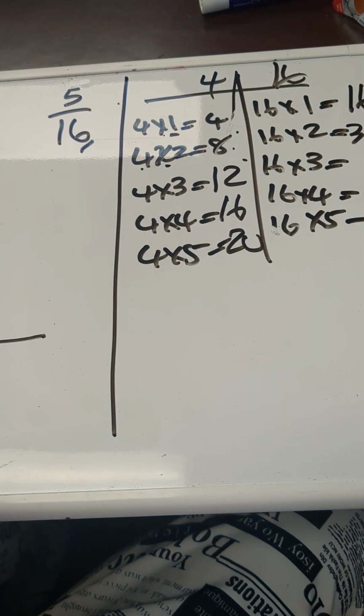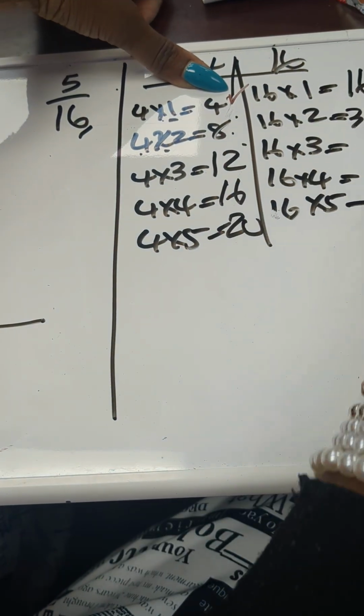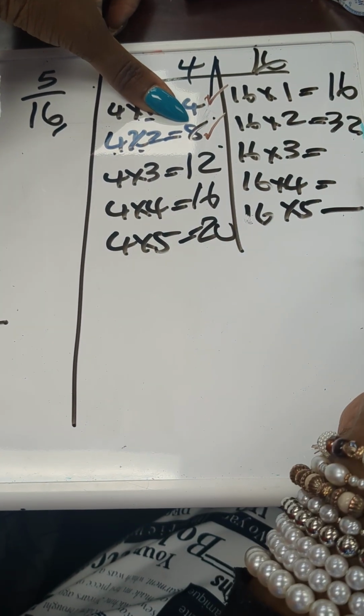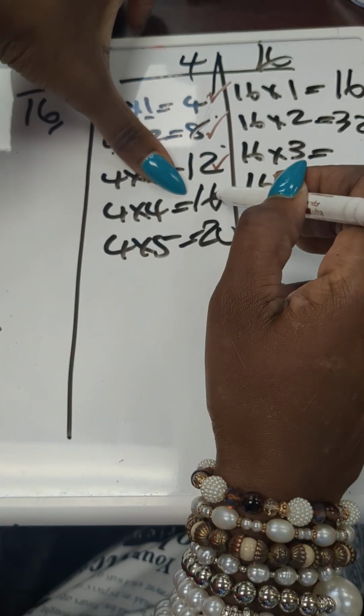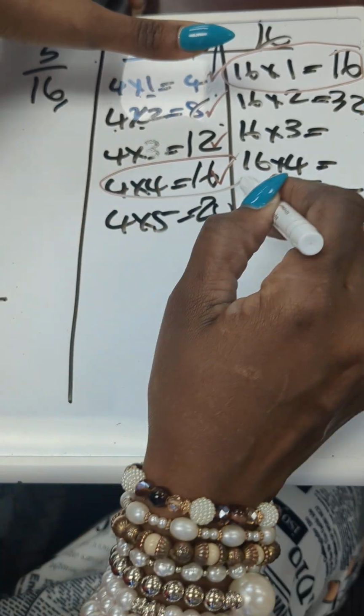So if you look over here, you're going to ask yourself, number 4, do we have a number 4 over here? No. 8, do we have number 8 over here? No. 12, look over here if you have number 12. No. 16, look over here, you have 16. So the common denominator is 16.